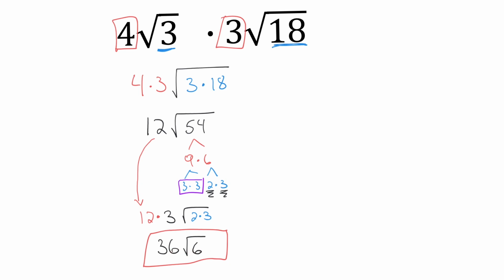Alright guys, so this concludes my video about simplifying radicals, and this is using the product property.